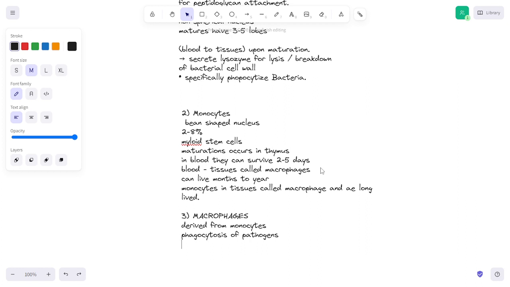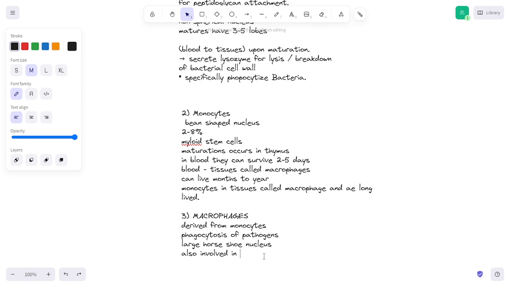These have a large horseshoe nucleus. They are not only involved in the process of phagocytosis of pathogens or foreign particles. They are also involved in presenting antigens to T cells.